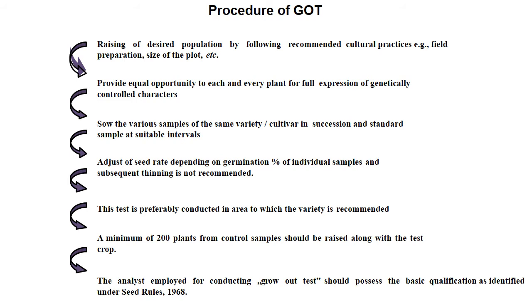This test is preferably conducted in areas to which the variety is recommended. A minimum of 200 plants from control samples should be raised along with the test crop. The analyst employed for conducting the growout test should possess the basic qualifications as identified under the Seed Rules 1968.